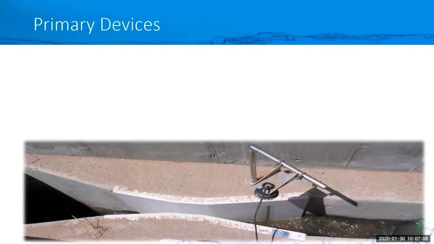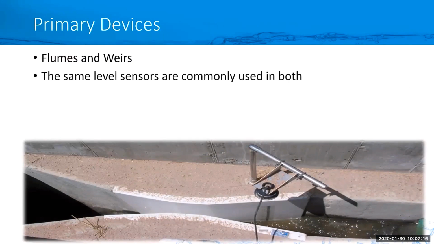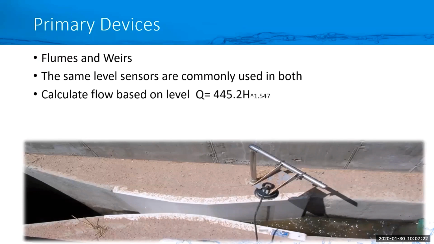So here's a look at a Parshall flume with an ultrasonic sensor. The primary devices are weirs and flumes. The same level sensor can be used with both, with a weir or a flume. So with a flume, the flow calculations are based on level. So we take the level, we apply it to a formula depending on what size or type of flume you have, and that will give us a flow rate.